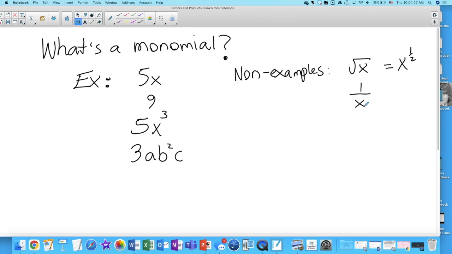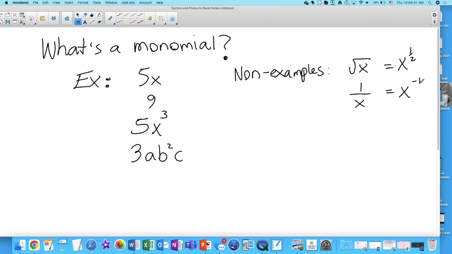So what can we tell? Okay, there's going to be variables in them, but the exponent on the variable cannot be fractional, and it cannot be negative. Okay, these are still algebraic expressions, but they're a different type of algebraic expression. Okay, this one's a radical expression. This one is a rational expression.